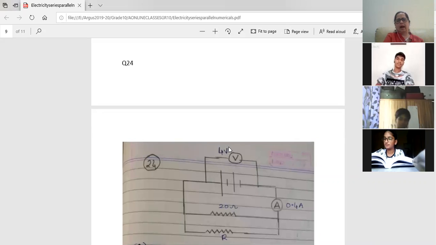See, you have to find R. Everyone see here. Try to solve it yourself. You have to find R. You have been given the battery voltage. This voltmeter is showing 4 volts. That means the battery voltage is 4 volts. You are given the current flowing outside. This is the net current 0.4. And you have been given these 2 branches. So first, I'll give you a hint.